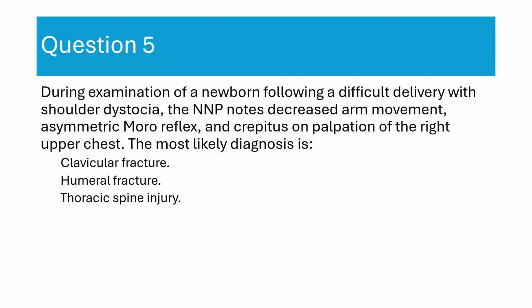This question is testing your knowledge of birth-related fractures and their clinical presentations. Clavicular fracture is correct because it's the most common neonatal fracture, especially following shoulder dystocia, and presents with the classic triad of decreased arm movement, asymmetric Moro reflex, and palpable crepitus over the clavicle. Humeral fracture is incorrect because crepitus would be felt over the humerus rather than the upper chest. Thoracic spine injury is incorrect because it's extremely rare in neonates and would present with more significant neurological findings.